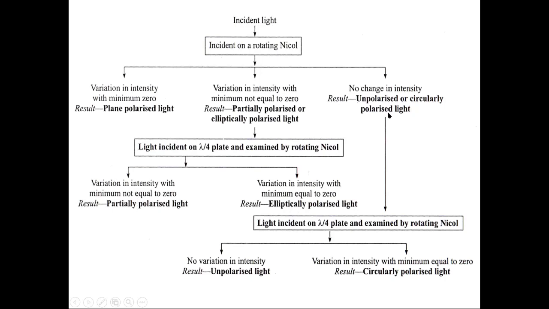In this condition, we again use the quarter wave plate because there is one possibility of circularly polarized light in this case. So this quarter wave plate will convert this circularly polarized light into linearly polarized light, and after passing through a rotating nicol, this will show the variation in intensity with minimum equal to 0. But the other possibility, unpolarized light, will not be changed by either the quarter wave plate or the rotating nicol. So there will be no variation in intensity if the incident light is unpolarized.